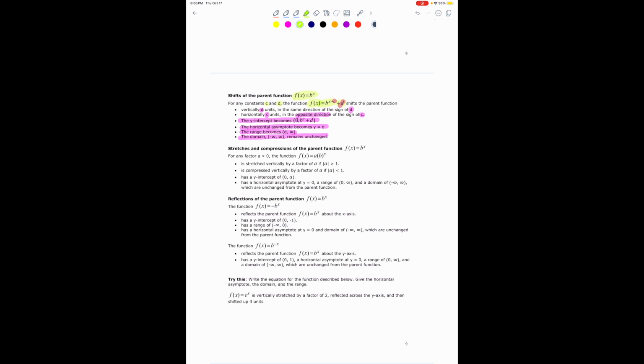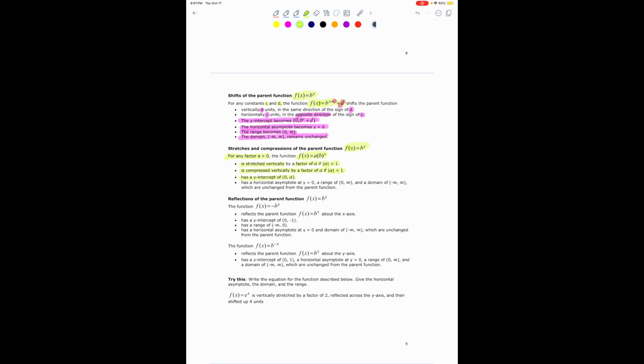And then the stretches and compressions of the parent function f of x equals b to the x power. So if you have any factor a greater than 0, meaning it's positive, then f of x equals a times b to the x power. It stretches vertically by a factor of a if the absolute value of a is greater than 1. So if it's positive and it's greater than 1, then it's going to stretch vertically by a factor of a. It compresses vertically by a factor of a if a is less than 1, the positive a, of course, and we assume that a is positive.